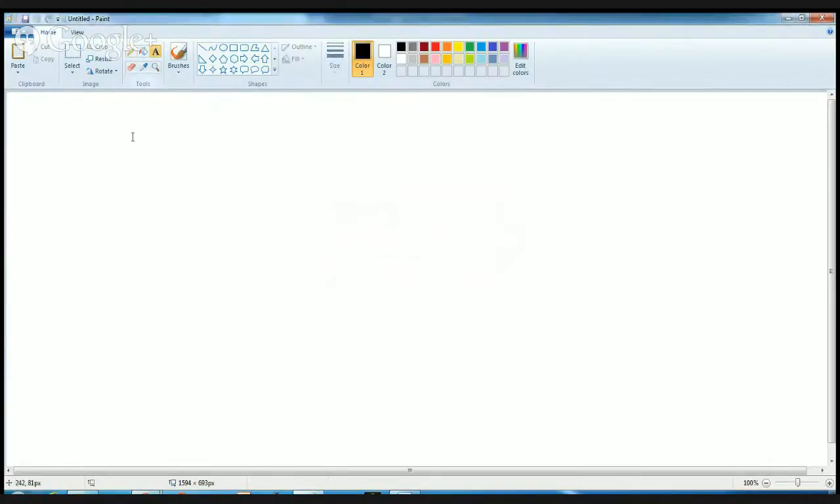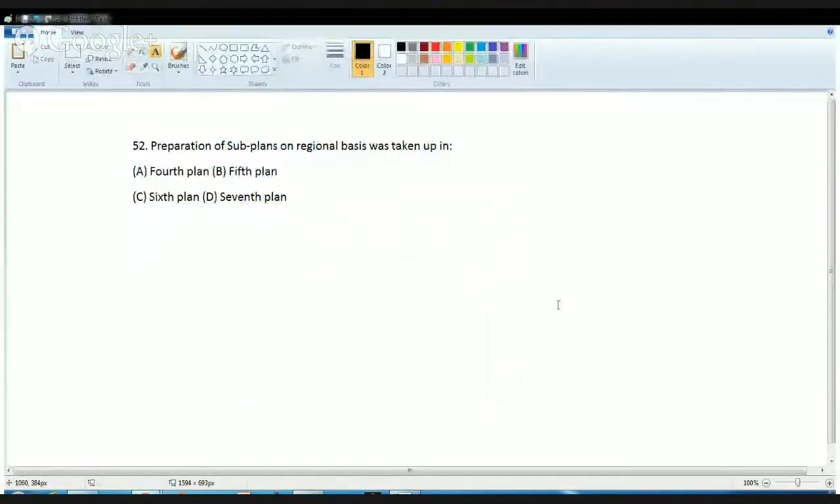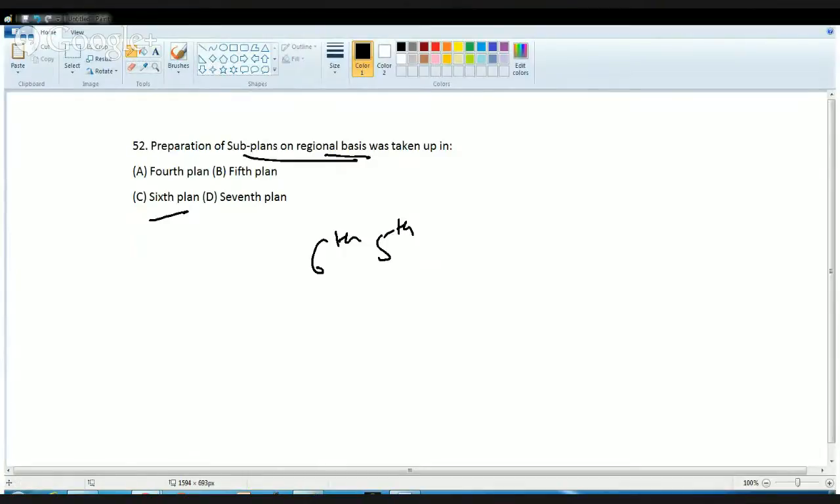The next question is again on planning. You have the sub-plans on a regional basis. This was given in which of the following plans? The correct answer is the sixth five-year plan, which gave the concept of sub-plans on a regional basis.